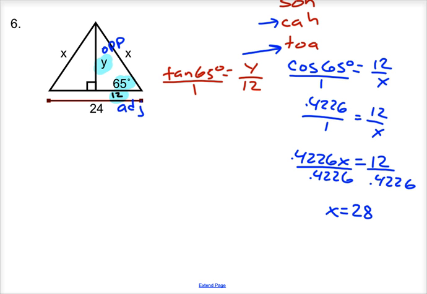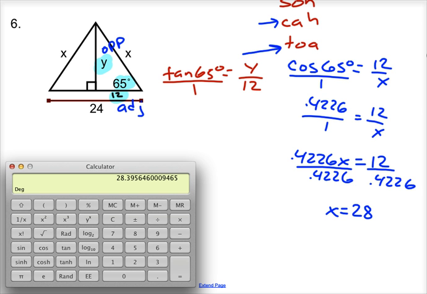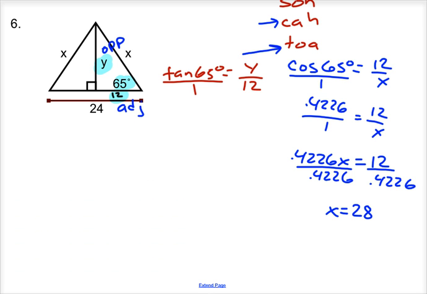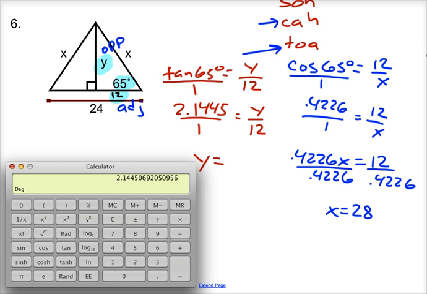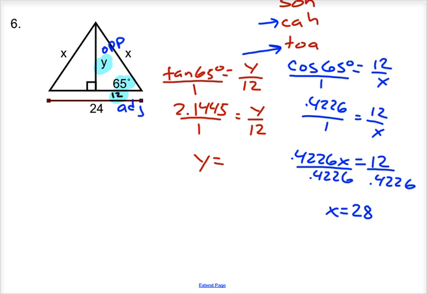And I need to find the decimal value for the tangent of 65, which is 2.1445. And now if I cross multiply, we get 2.1445 times 12 is going to round off to 26.